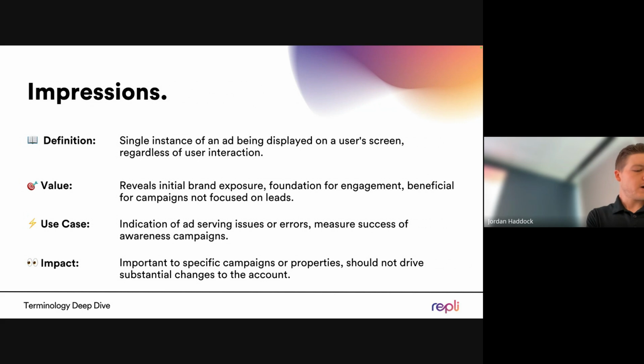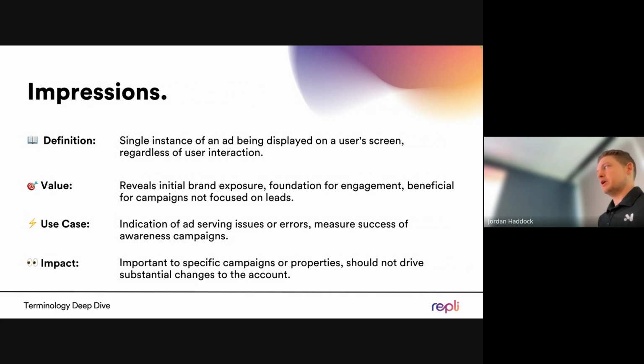So next, just to review impressions quickly, it basically gives us an indication about ad visibility in general. Anytime an ad is served on a user's screen, whether that be mobile device or computer, if they're on Meta, if they're on Google, anytime a user sees the ad, that's going to count as an impression, regardless of the interaction that we have with the ad itself.